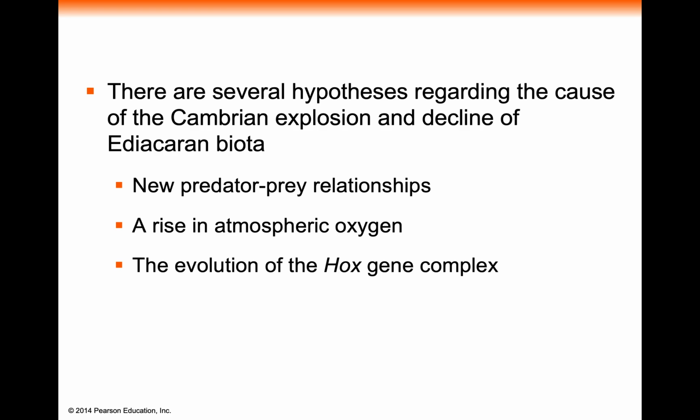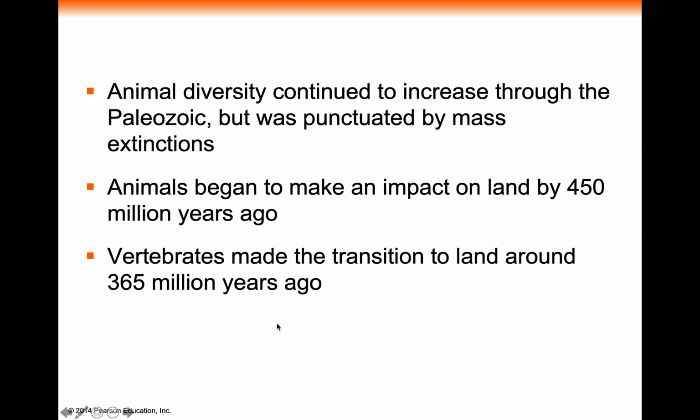So it's going to be the same thing with these animals. Now remember, a lot of this stuff's going to be ocean-based, so you've got to have higher levels of oxygen in the air in order to have high levels of oxygen in the water as well. And then the evolution of the Hox gene, which is basically how we get more or less our repetition, our segmentation. So animal diversity continued to increase through the Paleozoic, and it was punctuated by mass extinction.